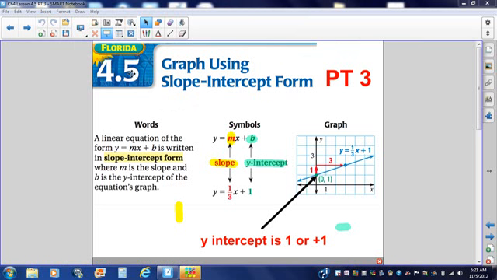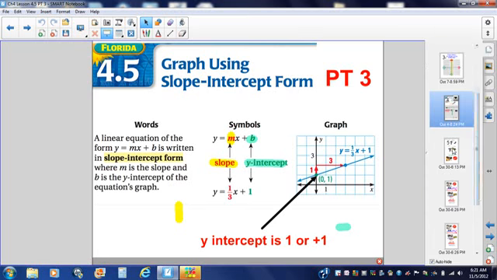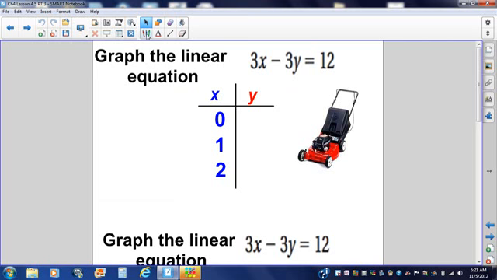We are going to continue working on lesson 4.5, slope intercept form. This will be part 3. So please write your notes: lesson 4.5, slope intercept form, part 3. I would like you to write the equation 3x minus 3y equals 12.